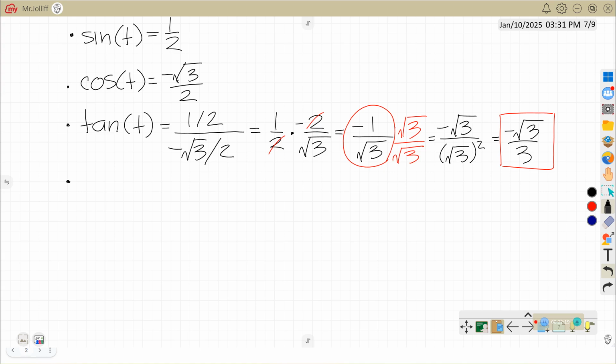Okay, what came after tangent? Secant. Very good. SEC. SEC of our angle T. And I know secant is 1 over cos. And my cosine is negative root 3 over 2.